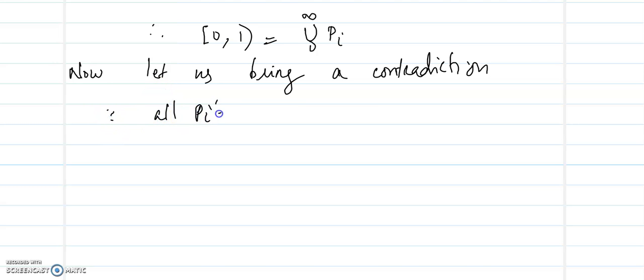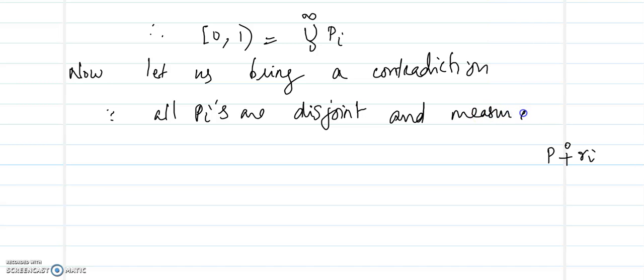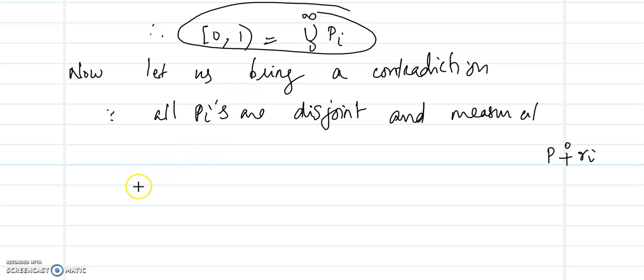since all PIs are disjoint, നമ്മൾ 0 1 equivalent class ആയിട്ട് ഡിവൈഡ് ചെയ്തു, അങ്ങനെയാണ് നമുക്ക് PIs കിട്ടുന്നത്. Now since all the PIs are disjoint and PIs നമ്മൾ ഡിഫൈൻ ചെയ്തത് P sum modulo 1 ri ആണ്. നമ്മുടെ ലെമ്മ വെച്ചിട്ട് P sum modulo 1 ri എല്ലാം മെഷറബിൾ ആണ്. PIs disjoint ആണ് and measurable. So and close 0 open 1 is equal to union 0 to infinity pi.